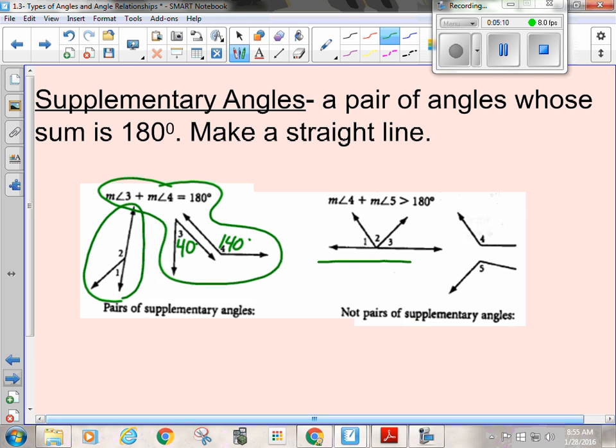Here in this example, we have 3 angles. They make a straight line. That's not supplementary then because there are 3 of them, not just 2 of them. And then here, this example tells us that their sum is greater than 180. So it's more than that 180, so they're not supplementary.